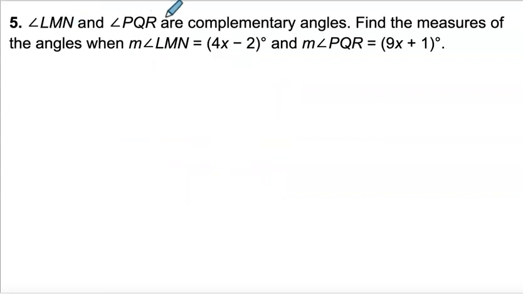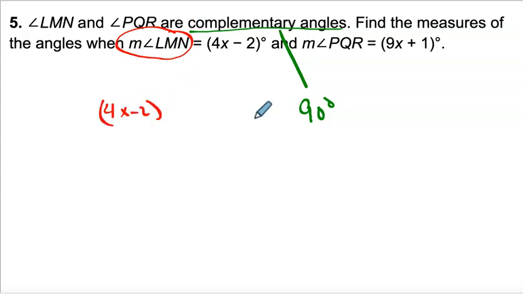Alright, angle LMN and PQR are complementary angles. Good. They don't share the same vertex, and they don't have to. If they share the same vertex, they could potentially be adjacent, but complementary and supplementary angles do not need to share the same vertex. But they're saying they're complementary, therefore implying that there's two angles that total 90 degrees. LMN is my first angle, so 4x minus 2 being the first of my 90 degree angles, plus angle PQR, which is 9x plus 1. The sum of these two angles together will give me my 90 degrees.